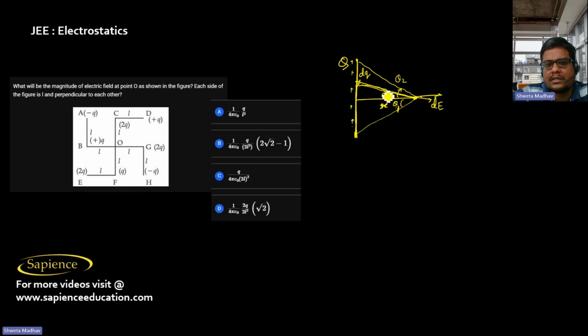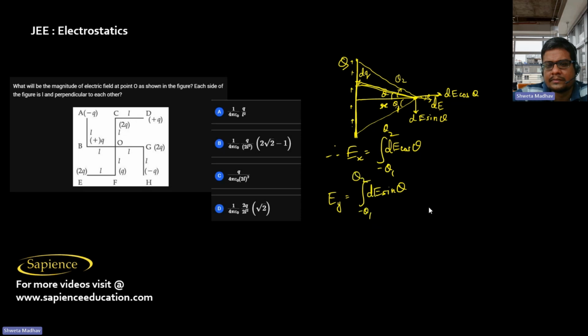Now this is at an angle theta, so this will also be theta. So this is dE cos theta and this is dE sin theta. Therefore, the net electric field along the x-axis will be the integral of dE cos theta, where theta is going from minus theta 1 to plus theta 2. And then the y component of the electric field will be the integral of dE sin theta, where theta goes from minus theta 1 to plus theta 2.